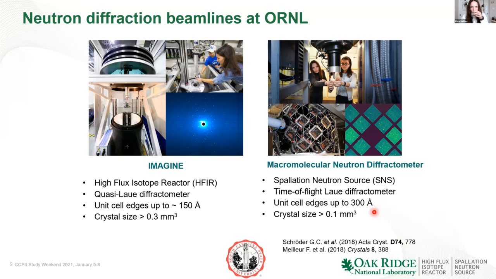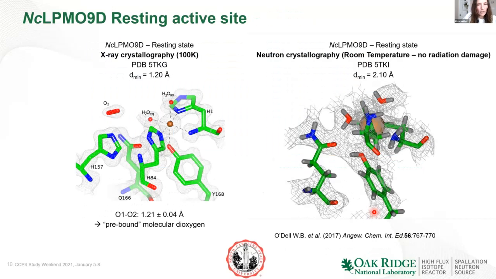So let me tell you a little bit about how we use neutron crystallography to look at the structure and try to elucidate the enzymatic mechanism of LPMO. So we first again start with X-ray work. We first solve an X-ray structure of the enzyme in the resting state, so with the copper in the redox state 2. We solve that structure at 1.2 angstrom resolution, and we observe the active site copper coordinated to the histidine brace and to two water molecules in the equatorial and axial position.